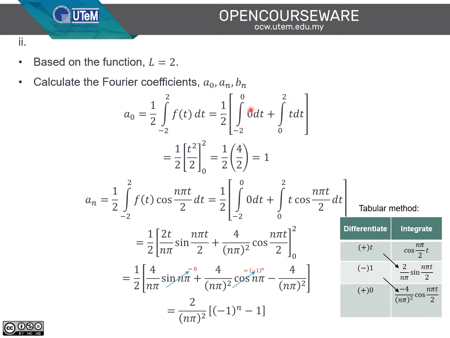We can see that the solution for the first integration is 0. By solving the integration of t with respect to t from 0 to 2, we obtain the Fourier coefficient a0 is 1.